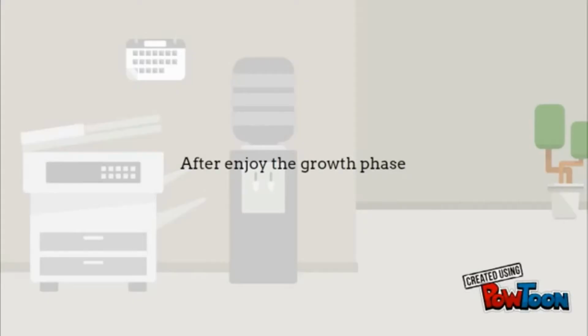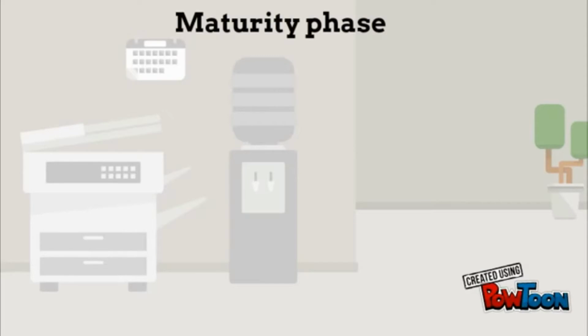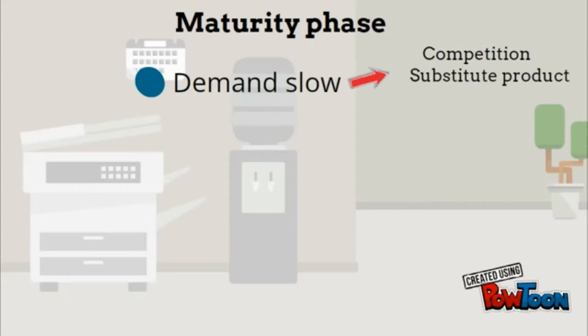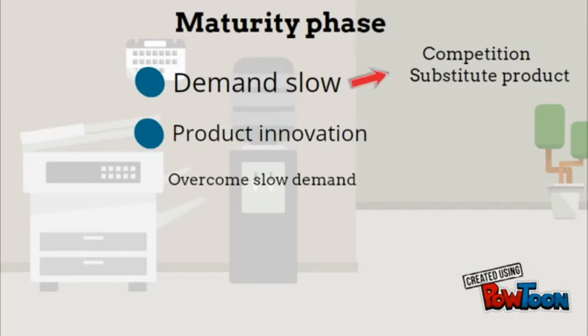After the product enjoys the growth phase, then it will be in the maturity phase. The firm realizes that demand will slow due to high competition and the existence of substitute products. So, the firm needs to do some innovation to its product in order to overcome the slower demand.